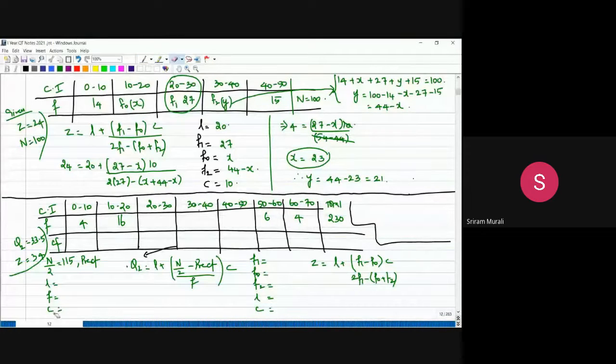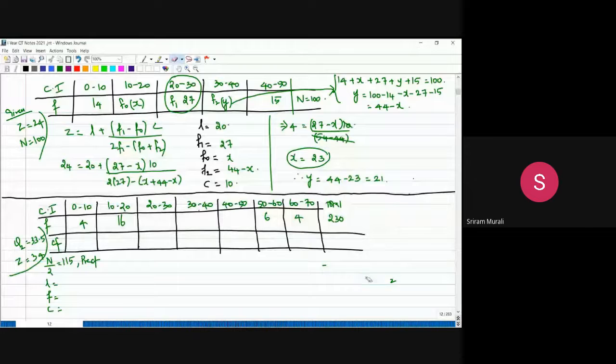First, what is given. You are given with this many. This is the actual question. We want to find the CF. Why are we finding CF? Because Q2 is given. Also mode is given. N is also given. Total frequency is 230.